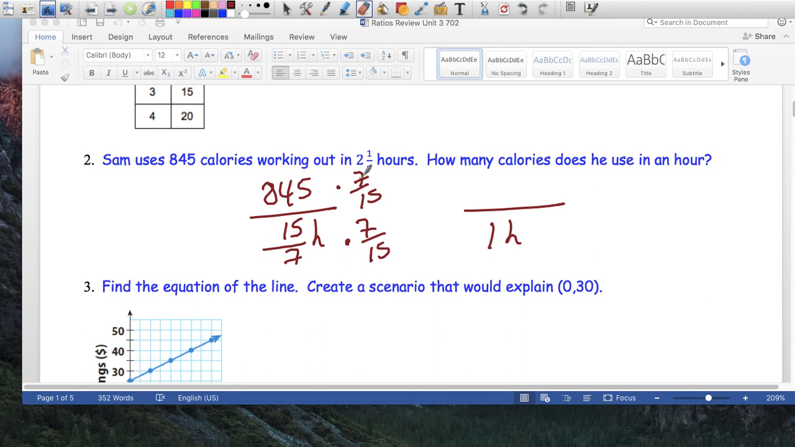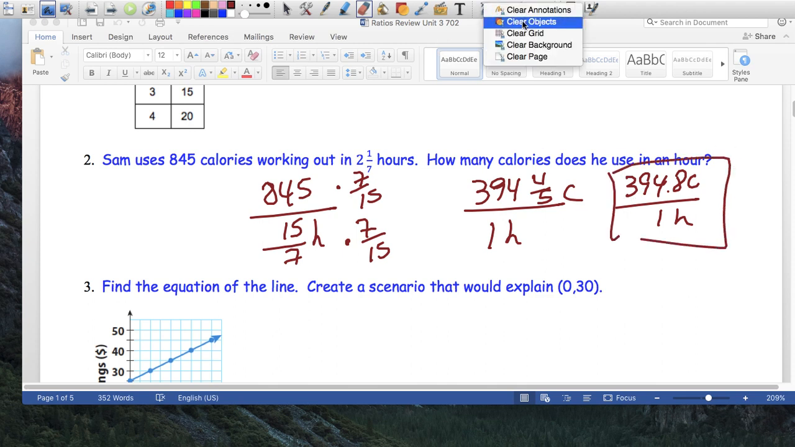And maybe now I can do that. Times 7 equals, divided by 15 equals, that makes more sense, 394. And you can write 4/5 if you have a calculator that has a fraction, or it's 394.8 calories in 1 hour. Okay, that makes much more sense. Good thing I caught it.